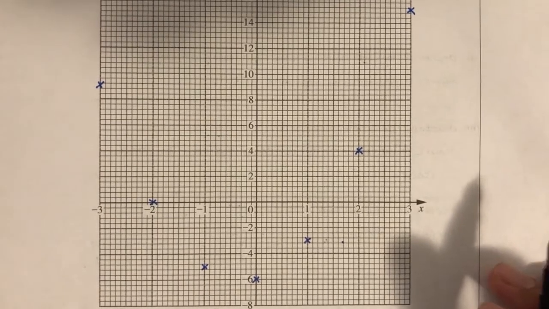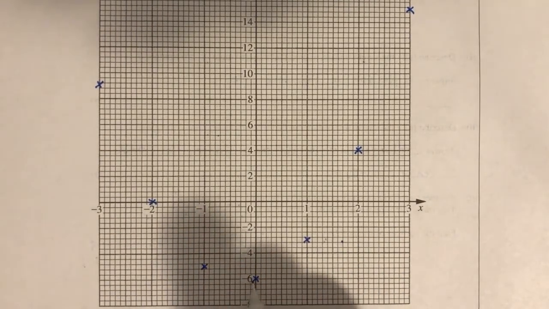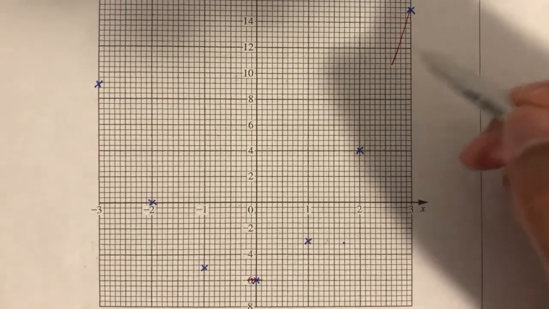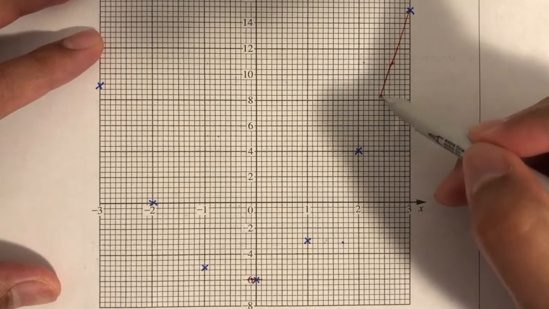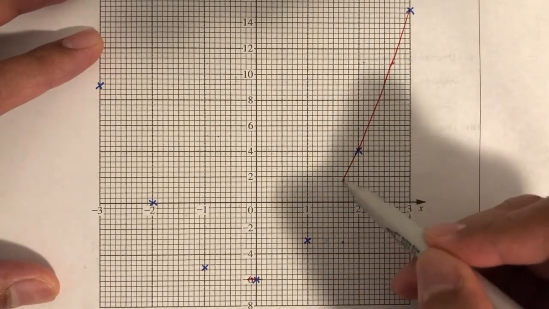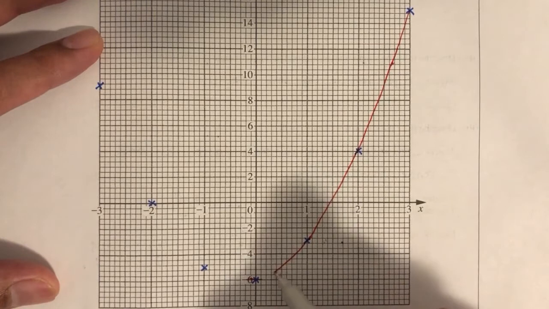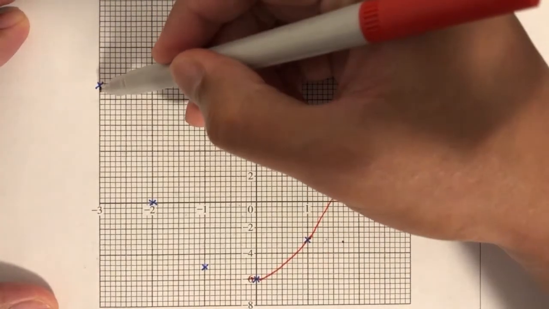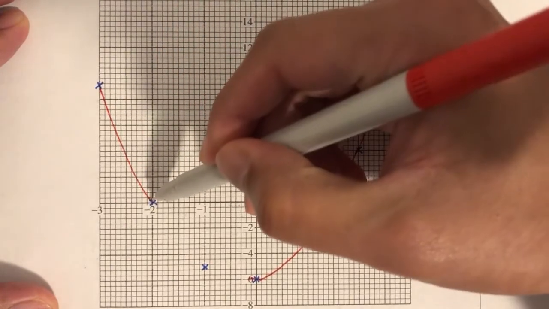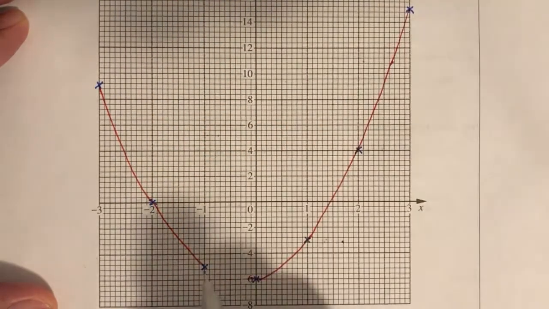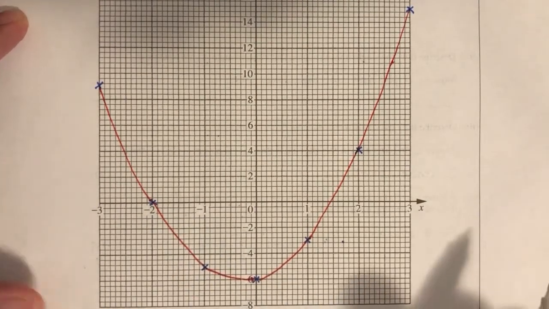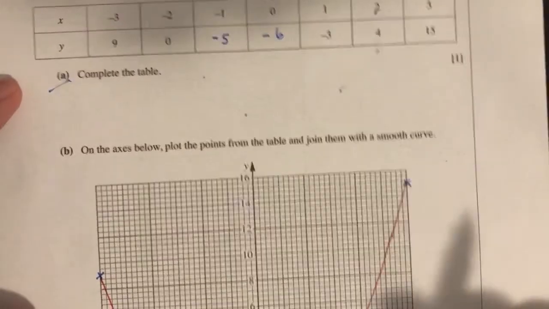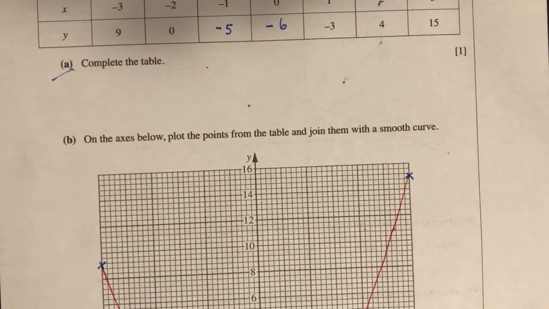So let's do that. So this will be the first point. And for this side, let's try your best to make it as smooth as possible. So okay, here we go, and the last, okay, here it is. So this is your curve for part 9. So let's move on to the next question.